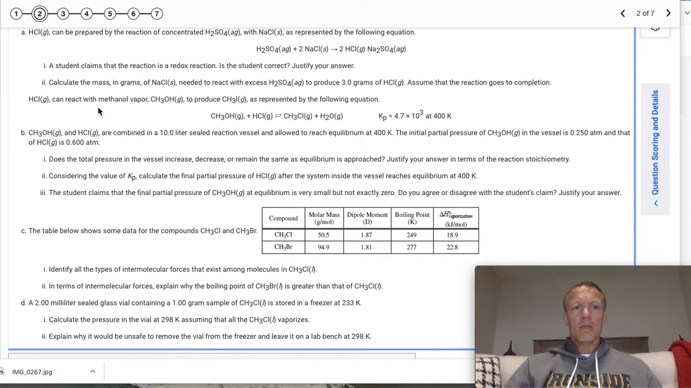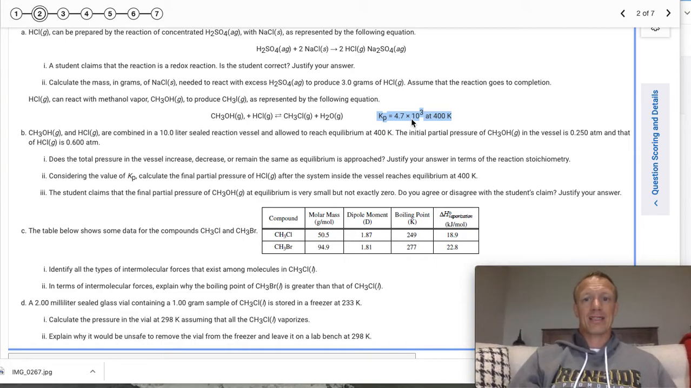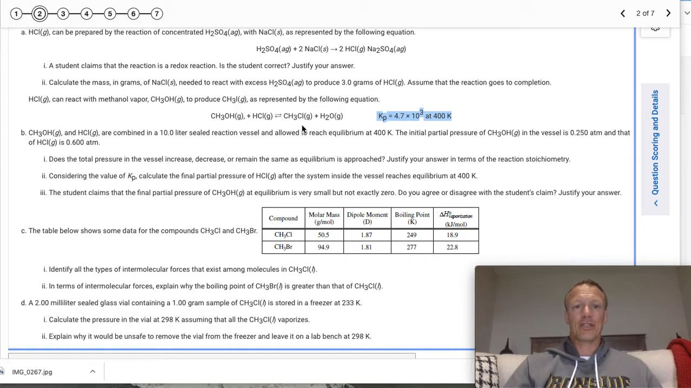Next one. HCl can react with methanol vapor to produce CH3Cl as represented by the following equation. So here's the reaction. Notice it is a double-sided arrow, so it's an equilibrium. It gives us a K value. It is a pretty large K value, 4.7 times 10 to the third power at 400 degrees Kelvin. So we're talking about 4,700, meaning this reaction goes essentially to completion. Going to be a lot more products than there are reactants at the end of the reaction.